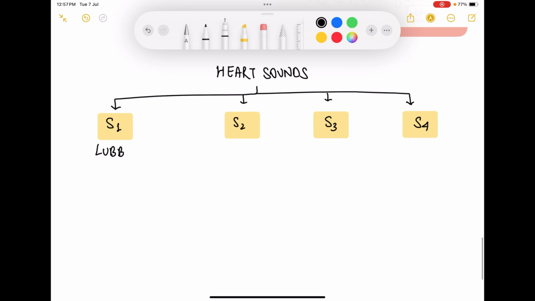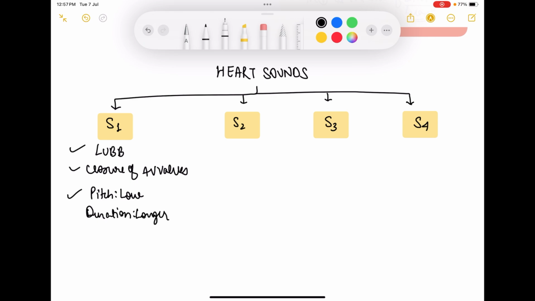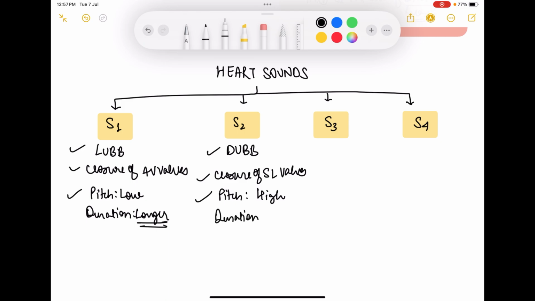The S1 is lub and it is due to the closure of AV valves. Its pitch is low and the duration of S1 is longer as compared to the S2 heart sound. Now S2. S2 is dub and it is due to the closure of semilunar valves. The pitch is higher as compared to that of S1, while the duration of S2 is less. Duration is less as compared to S1.